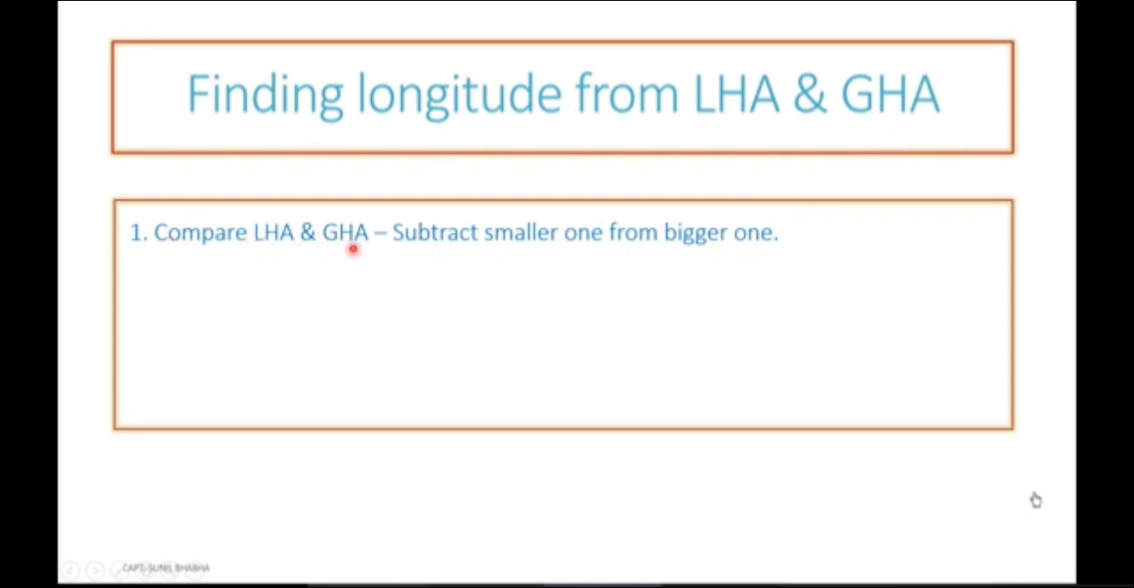Compare the LHA and GHA. Look at the values of LHA and GHA. You will find one of them will be smaller than the other. One will be greater, one will be smaller. So irrespective of which one is greater or which one is smaller, you subtract the smaller one from the bigger one. Or in other words, you find their difference. You have the GHA with you, you have the LHA with you, find the difference between them.